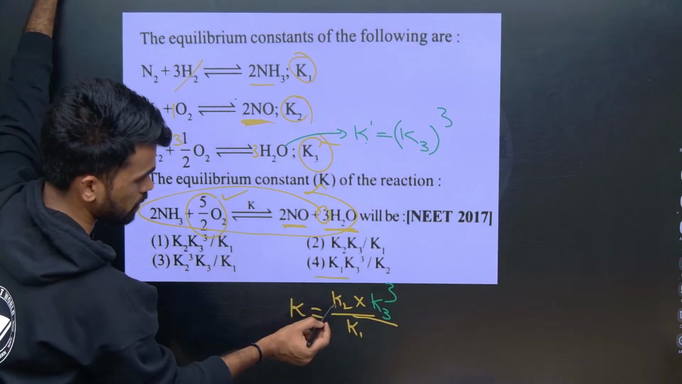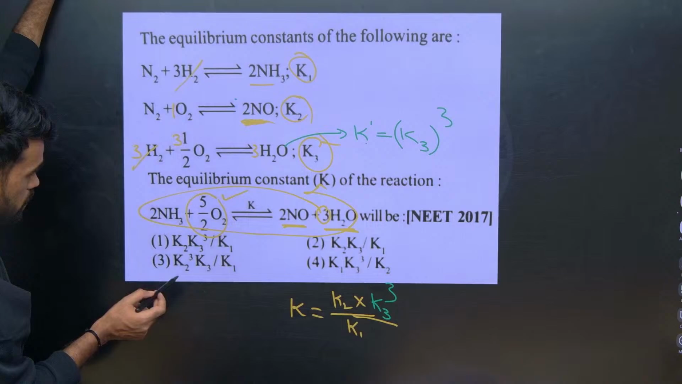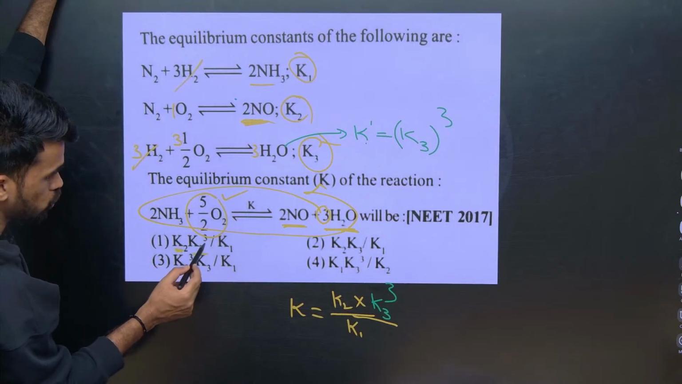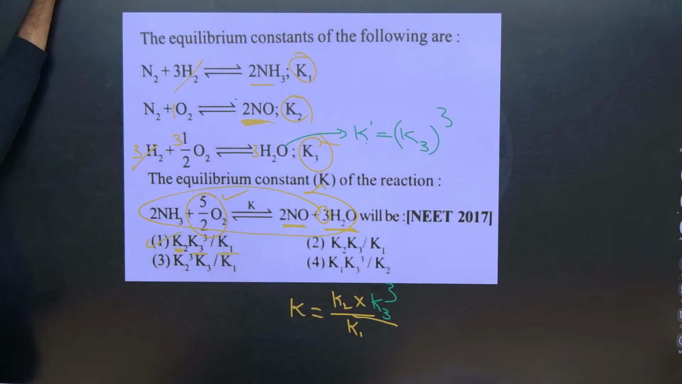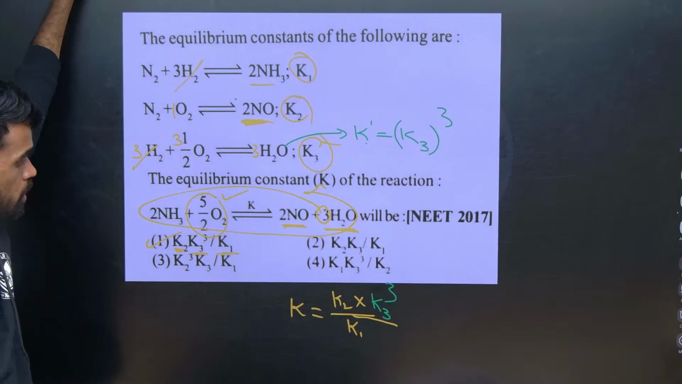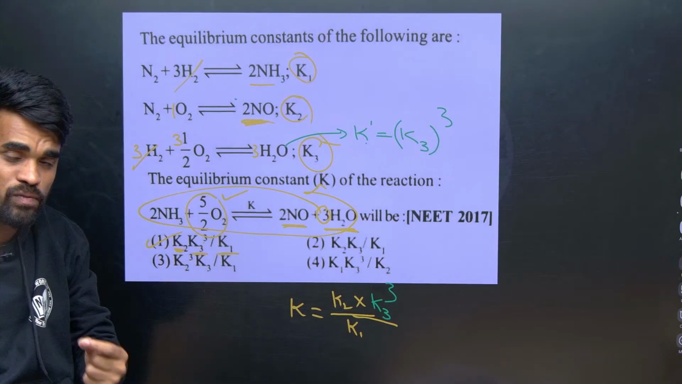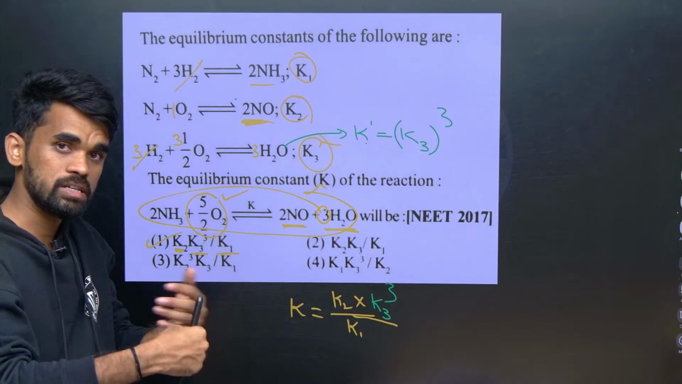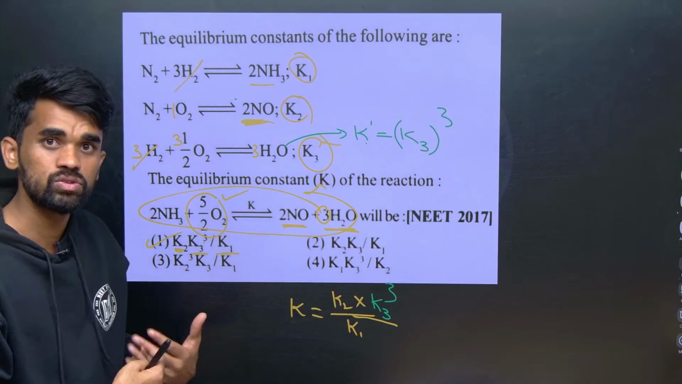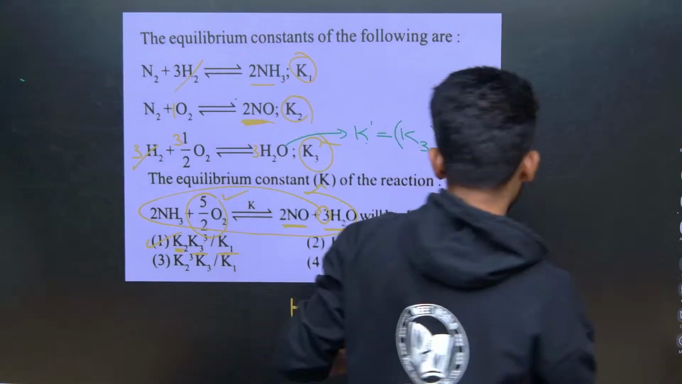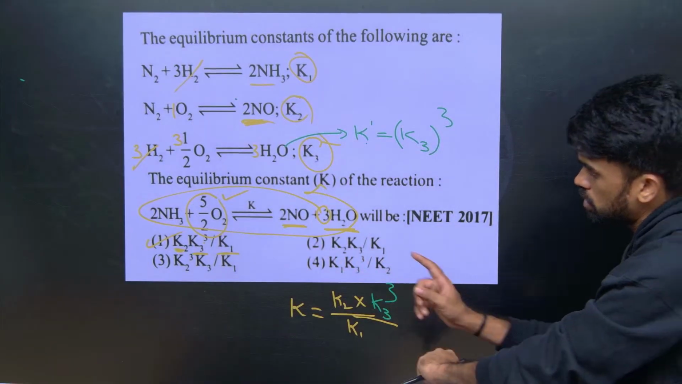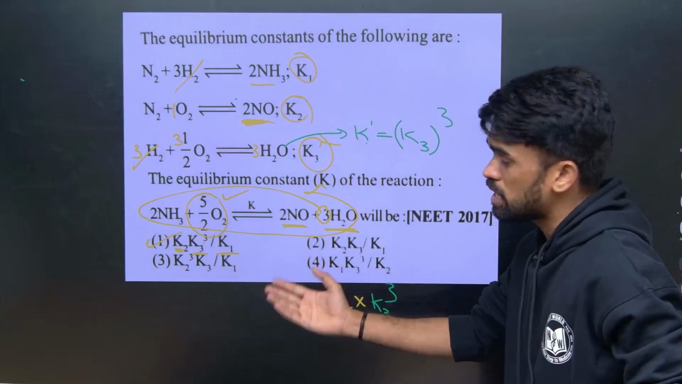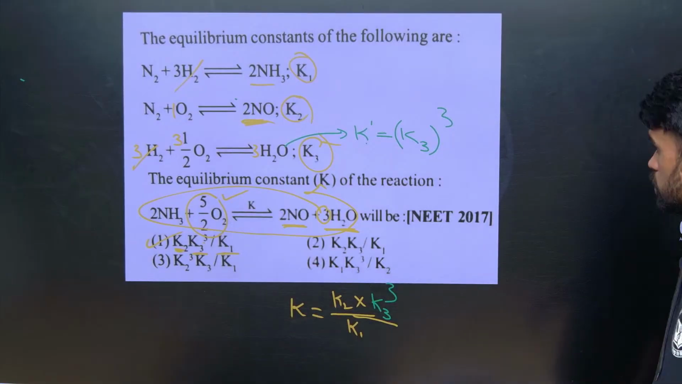See, K1, no, not in that option. So look here, K2, K3 cube by K1. Yes, so the first option is correct for this particular question. I hope it is clear. If you are still facing some trouble understanding, just go back and watch once more. That will give you clarity. So just watch these two questions. If you are still confused, go back and watch them again.